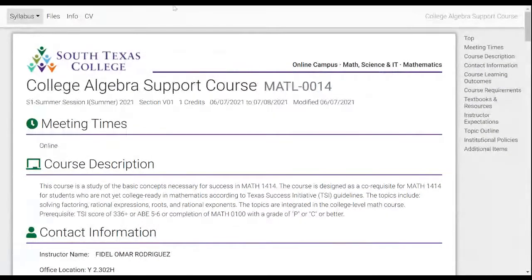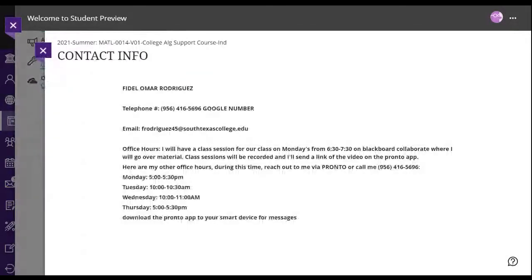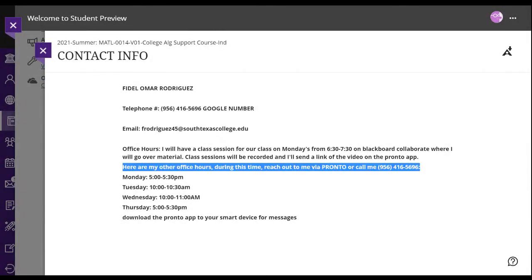So anyway, let me get out of this page here, and let me go back to the other one where we were. Excellent. Okay, and then here we go, contact information. So guys, this is where I put my contact info, right? There's my Google number, there's email, and then here's the info about my office hours, right? So during this time, message me or call me on my Google number, right? And I'll get back to you.